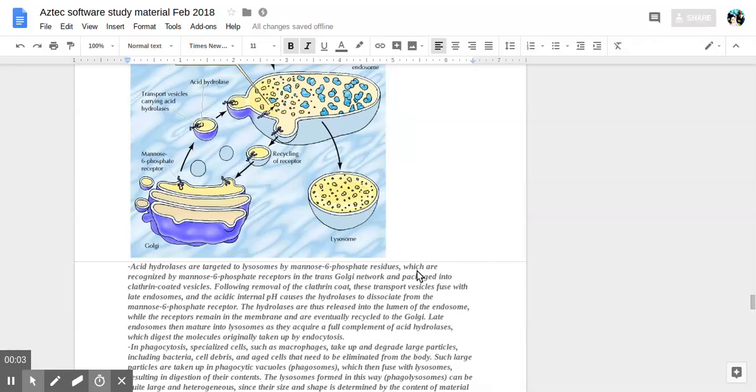Hi, we're continuing with my notes on life science and cell biology in a nutshell. Currently, we're learning about lysosomes.